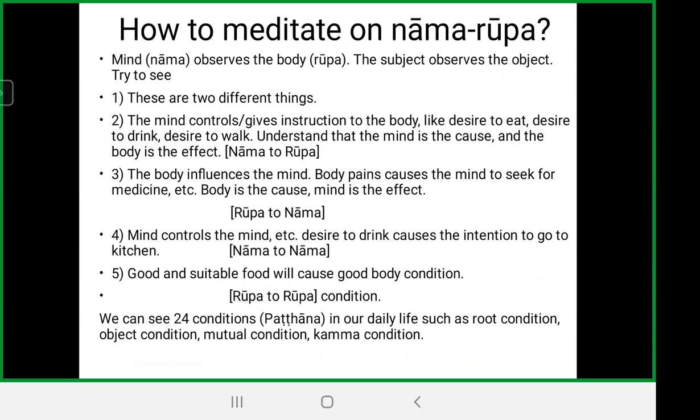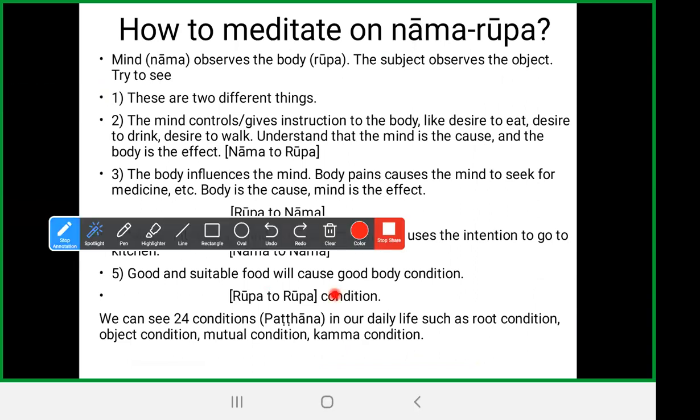All right. First, we must see what is the subject and object. Nama, mind, observes the rupa. This means the subject observes the object. So first, when you try to meditate, you try to see that the nama, this mind, is different from the rupa. Nama and rupa are two separate, different things. This is the first way you should differentiate between nama and rupa.